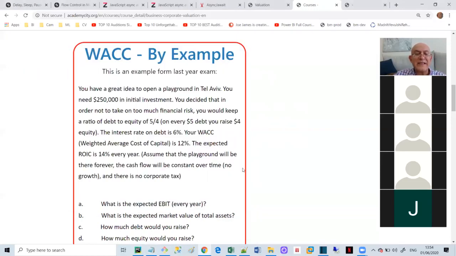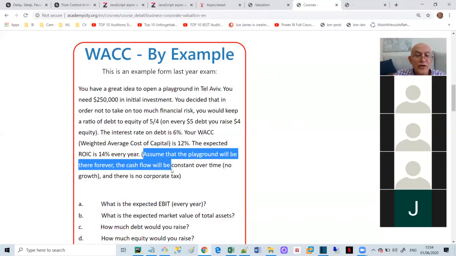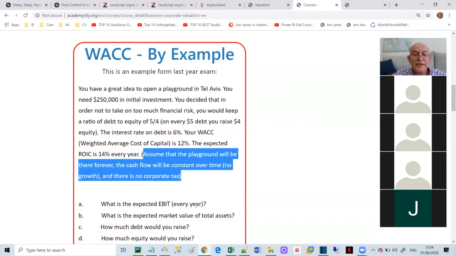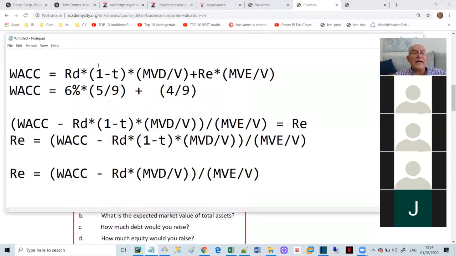If you keep reading now, you will see that one of the assumptions is that the plan is going to be forever, the cash flow will be constant, and there is no growth and no taxes. This is really just to simplify the problem. So one more time, we're assuming no growth and no taxes. In that case, going back to the equation, taxes is 0, so I can ignore the whole thing here. The only thing left is RE times this one.